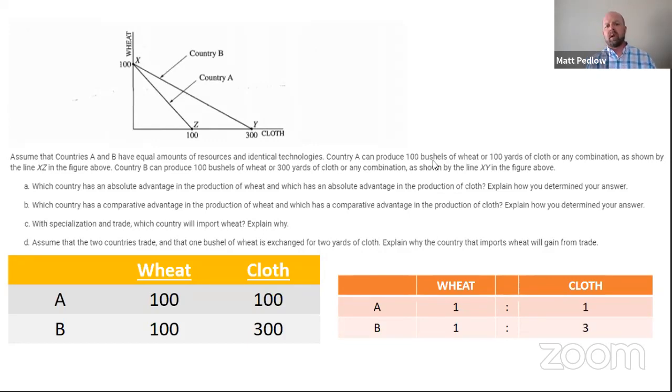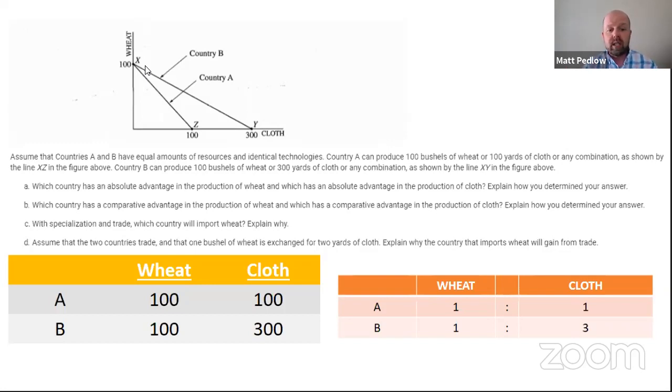So once again, you have your production possibilities. You have two curves here, country A, country B. They're making wheat and cloth. So which country has an absolute advantage in the production of wheat? So you just go up here and you realize that both countries are making the exact same amount of wheat. So the answer is neither, because neither country is making more than the other. So that would be the explanation. They're both making 100. Okay, remember, absolute advantage, who can do it faster, who can make more.